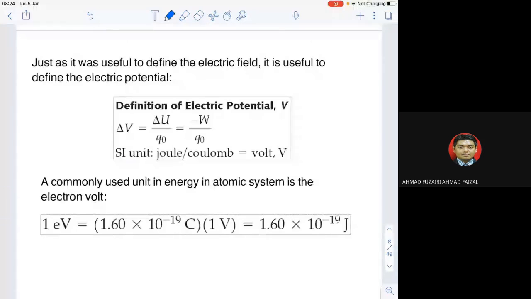Just as it was useful to define the electric field, it is useful to define the electric potential. So there are similar things, okay? When we talk about electric potential energy, remember what is electric potential energy? So it should be delta U. And what is the value? The value should be EQD, for the system where we have a positive charge that goes against the electric field.